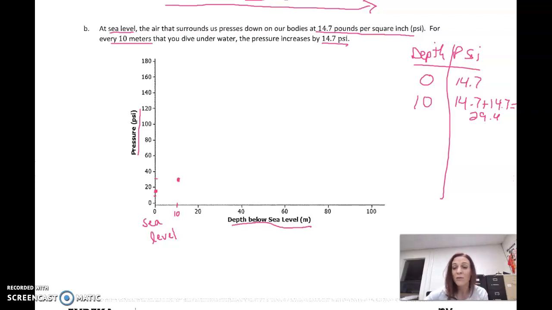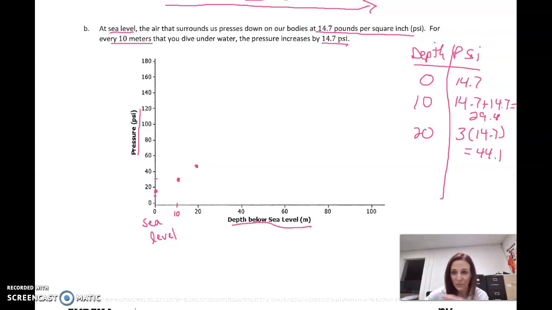Okay? Now if I go to 20, all right, I am going to add another 14.7 on. Well, basically, there'll be 1, 2, 3 of them, right? So I'm going to go 3 times 14.7. Oh, you absolutely could say, 29.4 here plus another 14.7. And that's 44.1. Okay? And again, forgive me as I look at the graph here to do my best guesstimate where these go. So notice that every 10 meters we go over, we're adding another 14.7, okay?